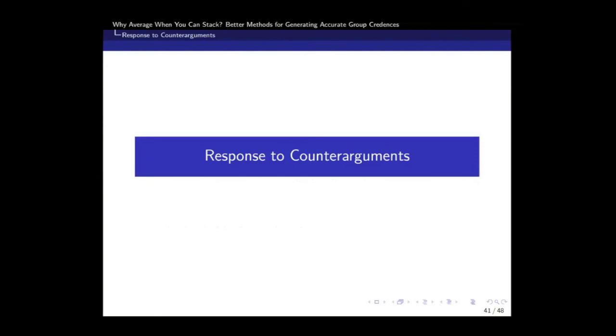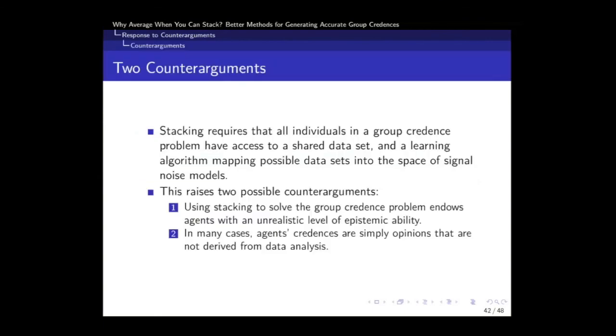Now, let me respond quickly to some other counterarguments. Both of these counterarguments are motivated by the fact that the stacking proposal, this proposal for how to solve the group credence problem, requires that all individuals, all parties to the problem, have a shared data set, and that's the only data they have, and learning algorithms mapping all possible data sets to the space of signal noise models. I think this raises two possibilities.